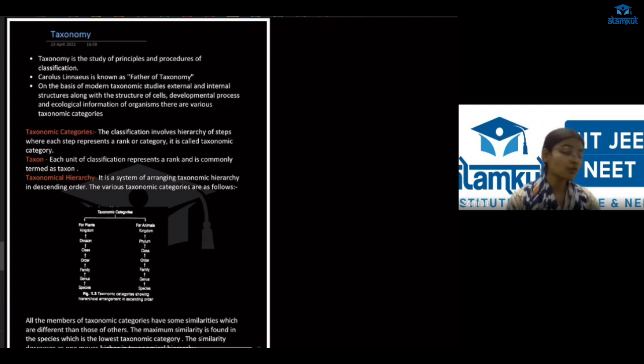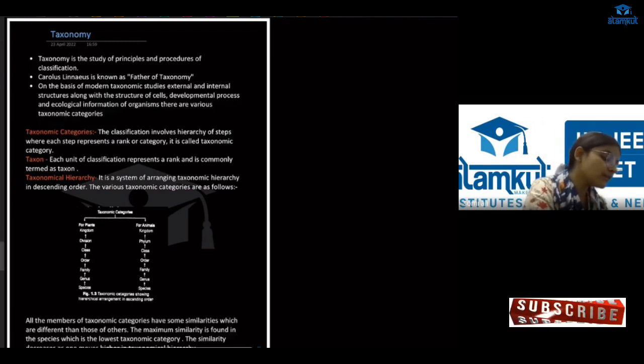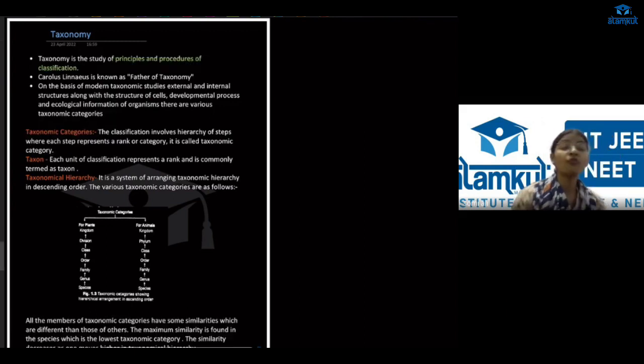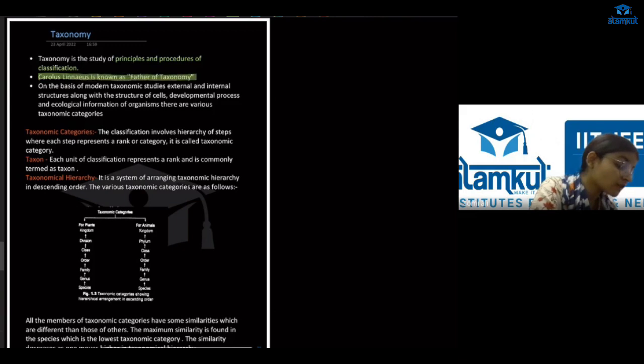Okay, so taxonomy is what? It basically deals with principles and procedures of classification, whatever are the rules, whatever are the principles, and how to classify a living organism, that will come under the category of taxonomy. Okay, so this is by far the most famous question: who is known as father of taxonomy? Carolus Linnaeus. So this is by far the most important question.